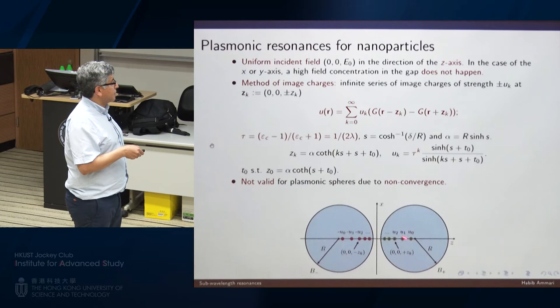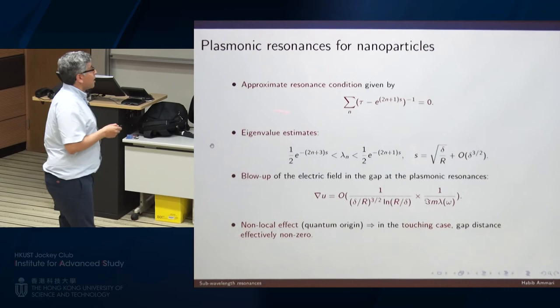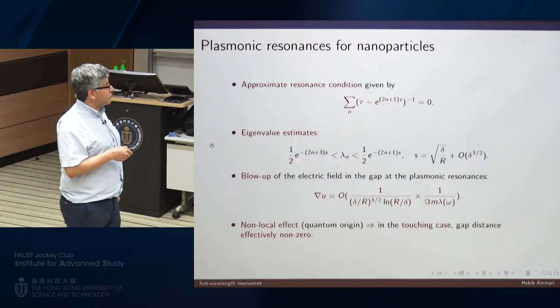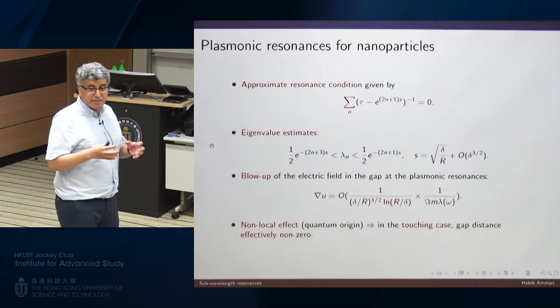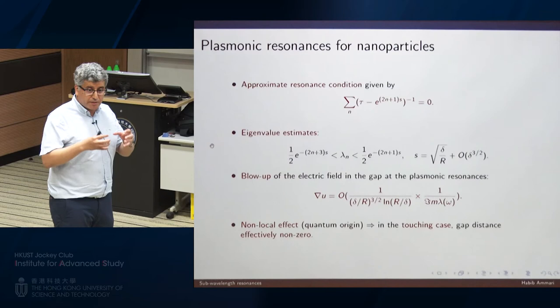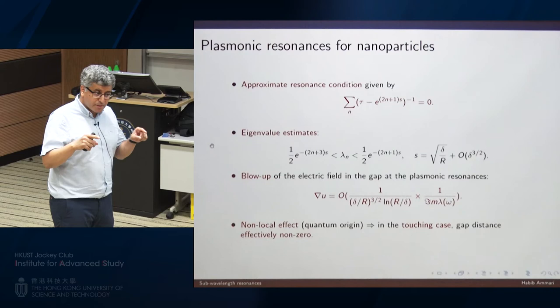Sounds good? Now, we can have eigenvalue estimates. Lambda n are between these two quantities. And if delta goes to zero, you can see that the spectrum of the Neumann-Poincaré operator associated to these two spheres is almost continuous. In the limiting case, when they touch each other, it's continuous.